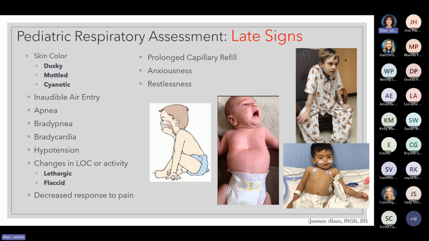Positioning is also super important. Even though they're kids, they will assume the tripod position and other positioning to try to be able to breathe better. Once we've moved into bradycardia and restlessness, just like in an adult, we should prepare for the worst because it's coming.